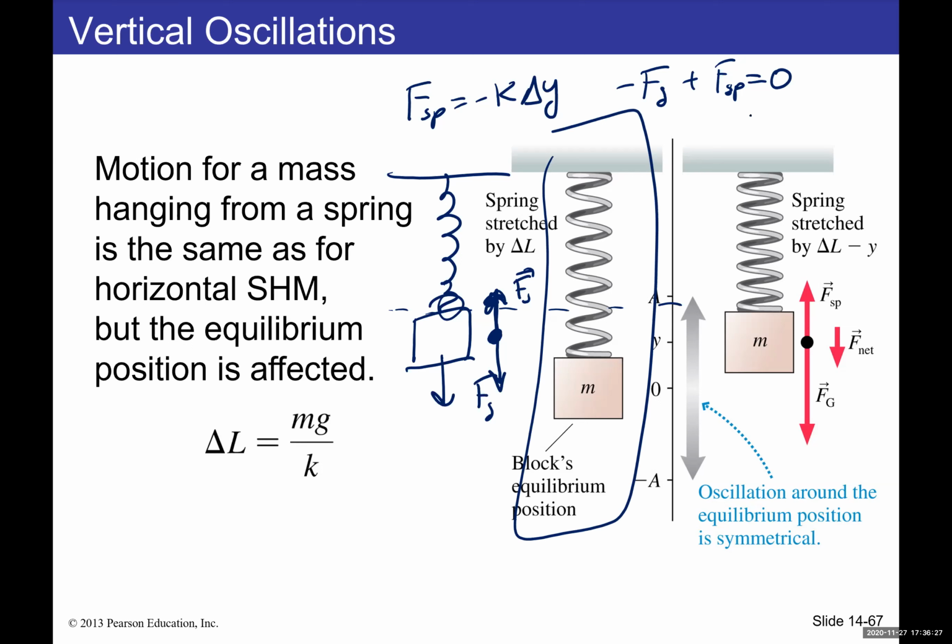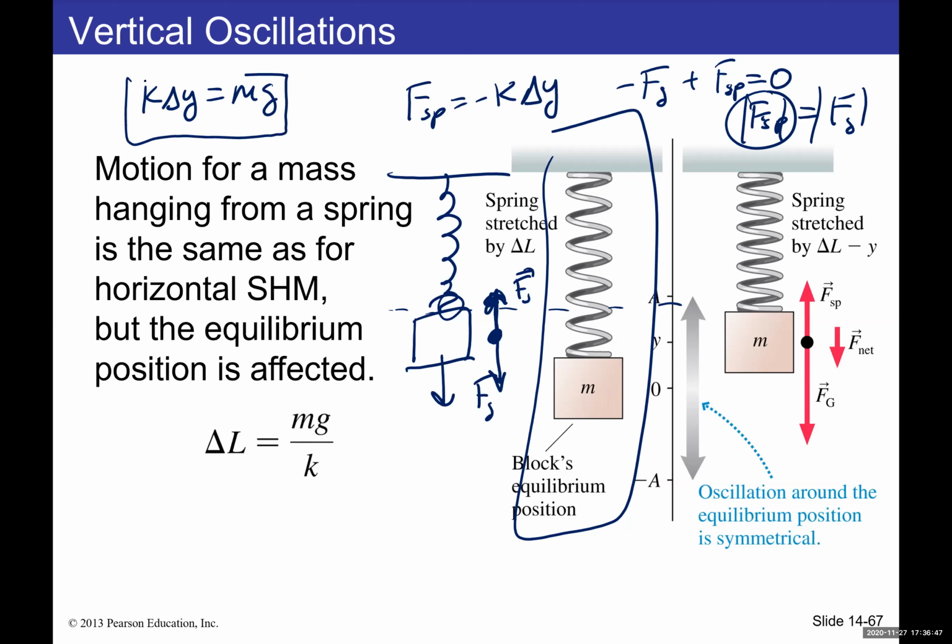In that case, I can say the spring force equals the gravitational force. What is the spring force? It is k times delta y. Looking at their magnitudes, they are equal to one another. The spring force is k times delta y, and the gravitational force is just mg. Then I can relate those and say delta L equals mg over k, or k equals mg over delta y.